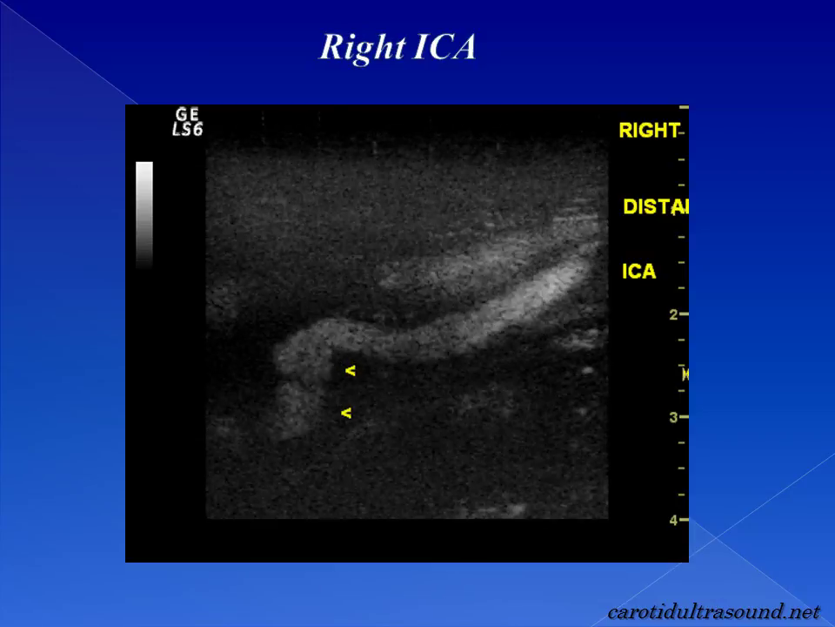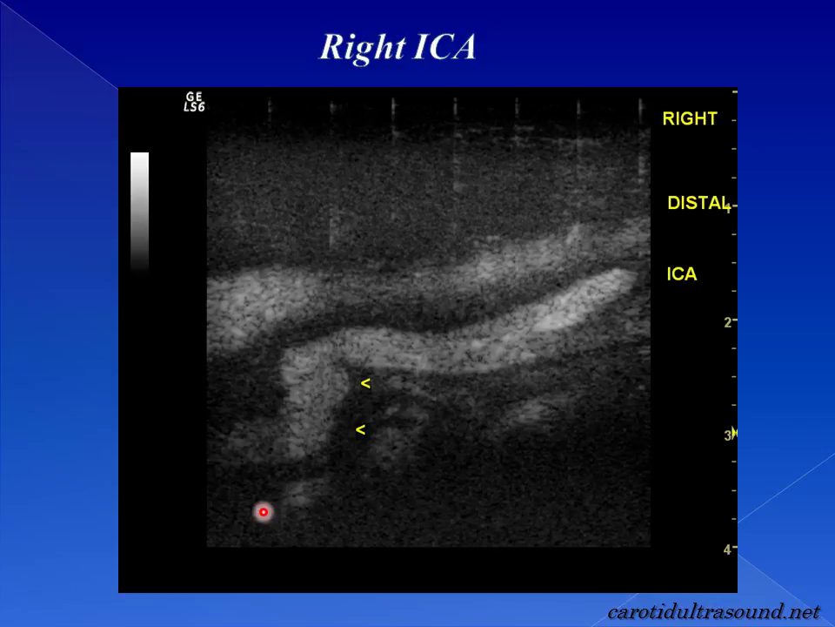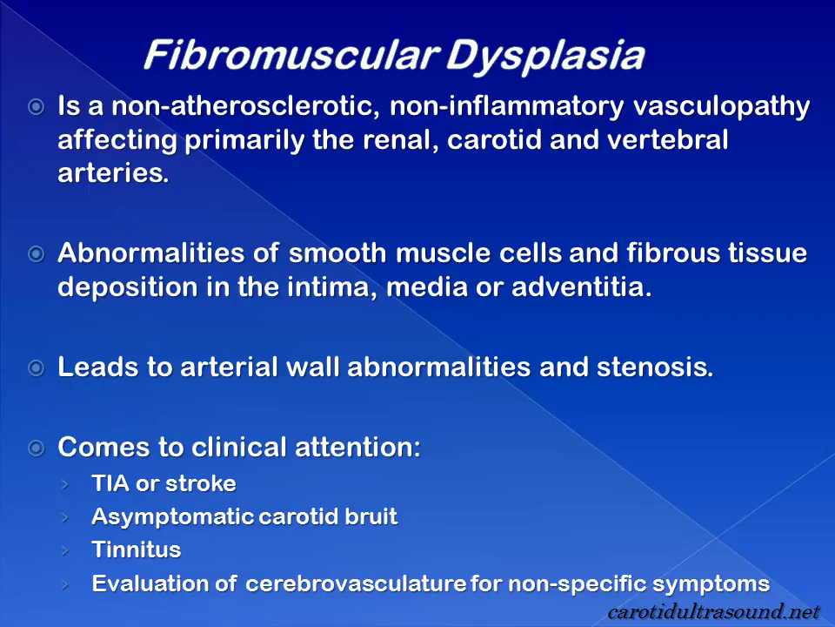And here you see it nicely again, as well as on this still image with this dilated part of the artery, and compare that to the proximal portions where the contour of the internal carotid artery is quite smooth. And this is probably diagnostic of fibromuscular dysplasia.